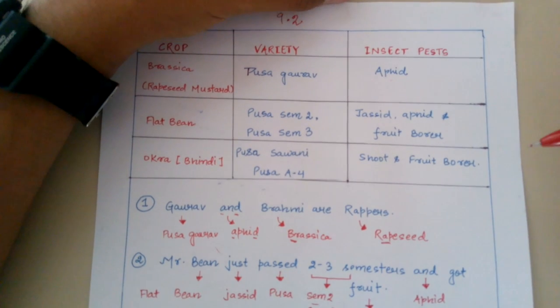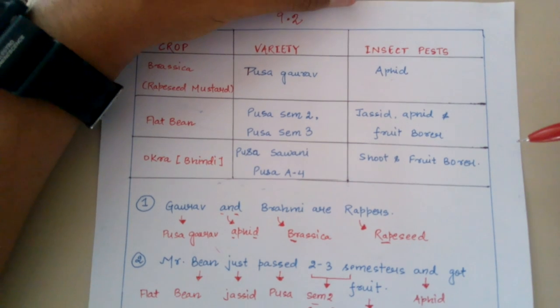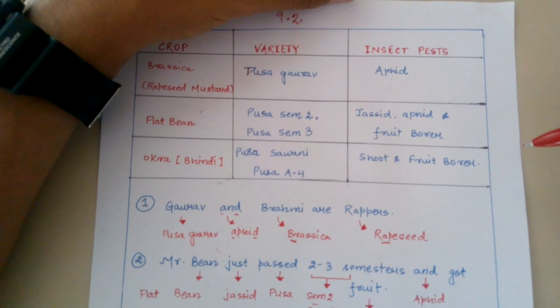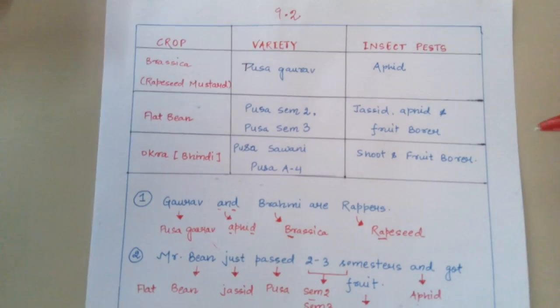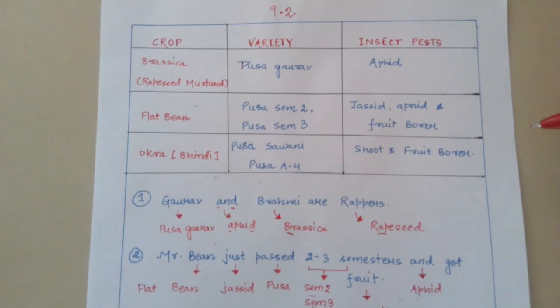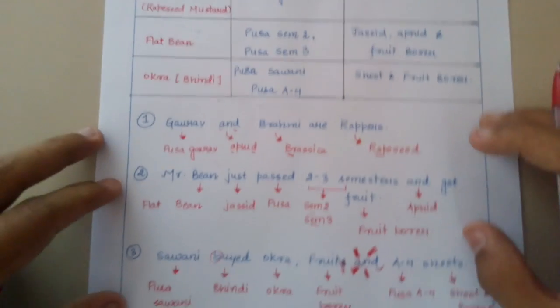After that, the third and the most common vegetable of India, that is okra, or we can say bhindi, whose varieties are Pusa Savani and Pusa A4. And the insect pests for okra, that is bhindi, are shoot and fruit borers. This is very important from the examination point of view. So I have made a trick to memorize all these things, crop variety as well as their insect pest, and converted that trick into a simple sentence so that you can easily memorize them. Now let's move towards the tricks.